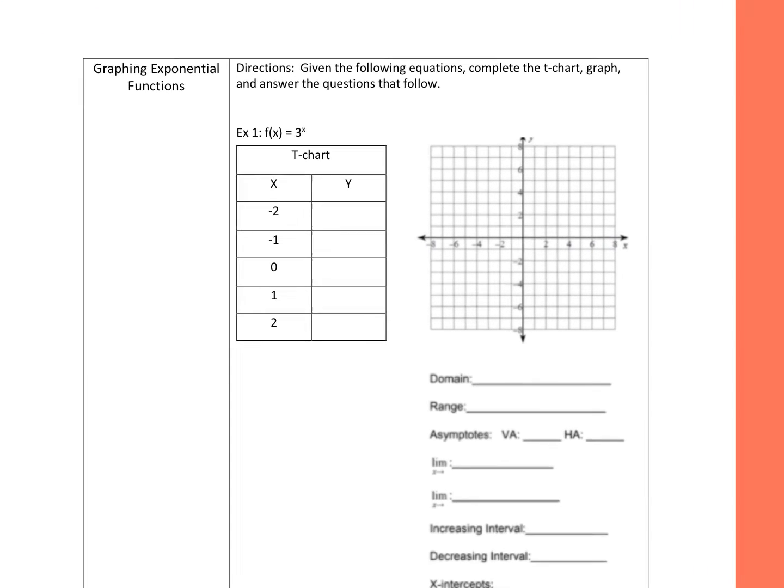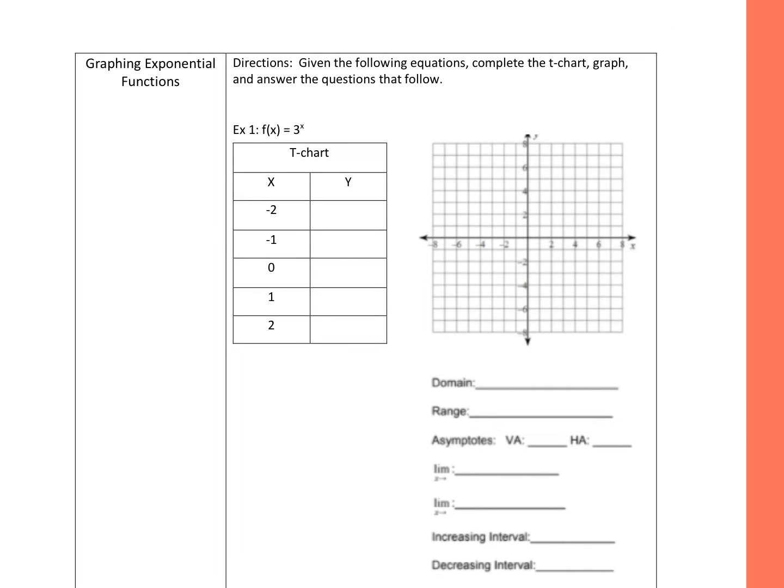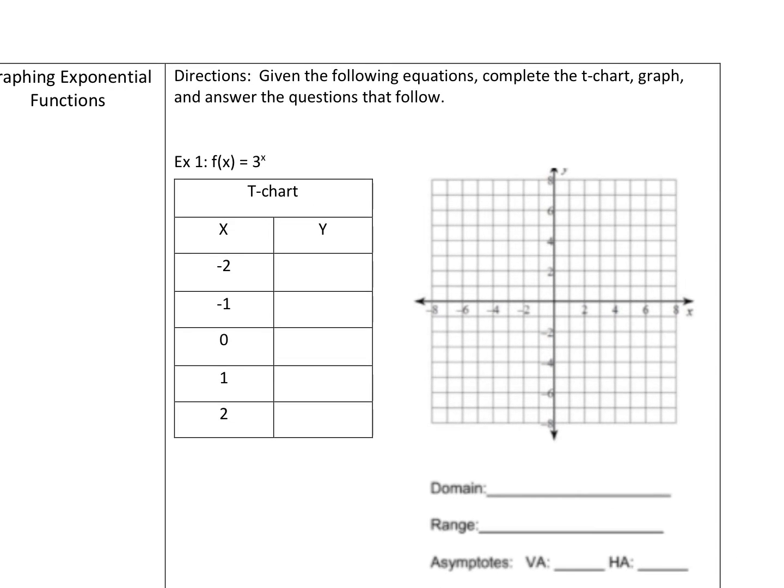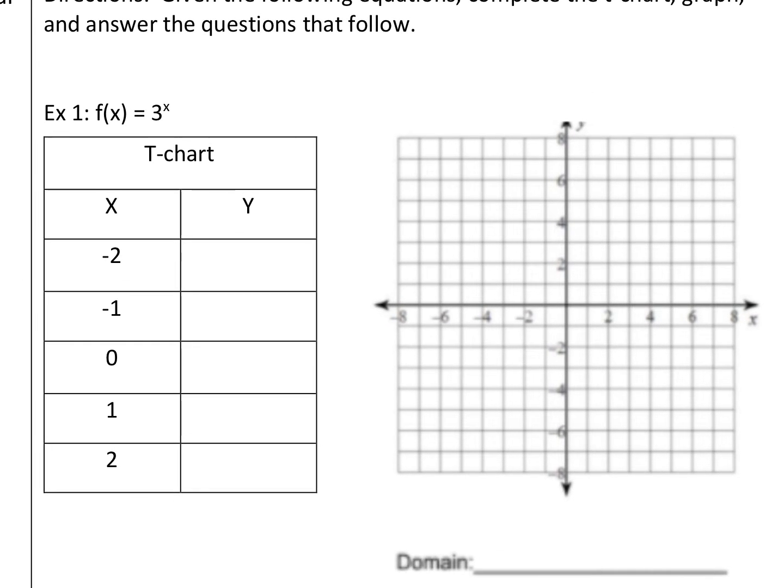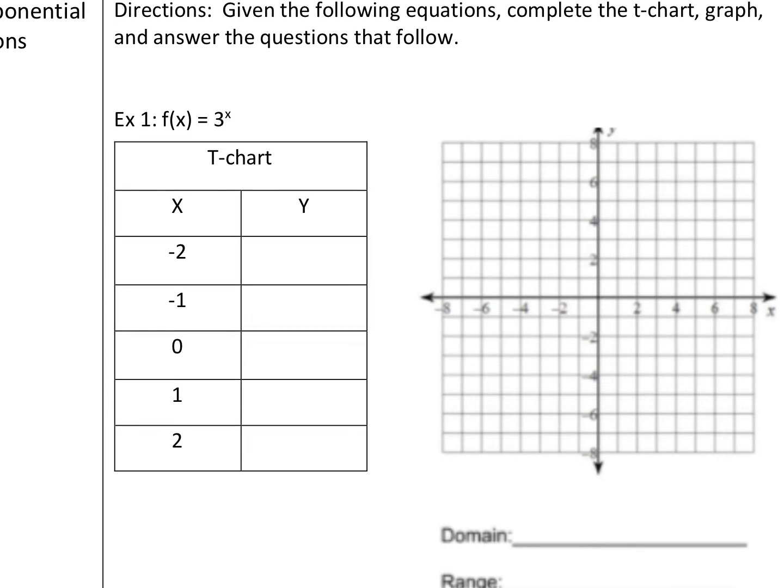So we're going to go ahead and go to this first one. We'll first just look at that equation. It says f of x equals 3 to the x power. What's the base? We said 3 is the base. And what's the power? Just x. So we're going to fill out this t-chart and tell what y would be if x were -2, -1, 0, 1, and 2. Use a calculator, type in 3, caret, and then type in that exponent. Hit enter. Then go ahead and plot all of those points.